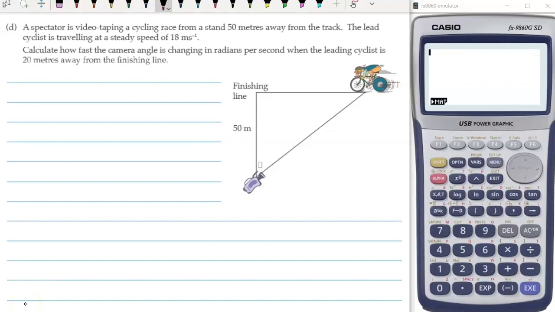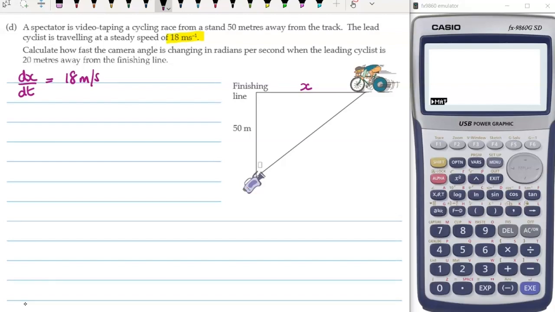Part D, we've got rates of change. Now let's call this distance here x. Then we're told that the speed that this lead cyclist is traveling at is 18. So we have a rate. So the rate at which x is changing over time is 18 meters per second. That's how fast he's going.